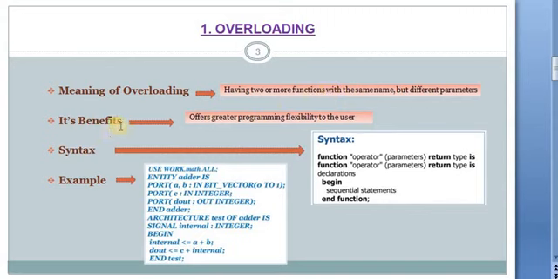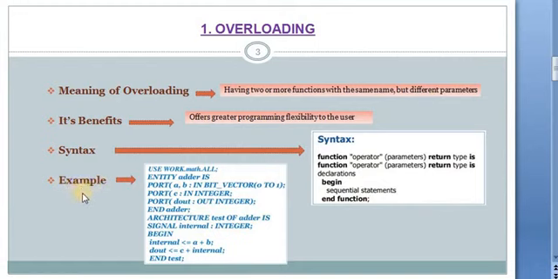So the main benefit of overloading is that it offers greater programming flexibility to the user. As you see, the overloading syntax is given on the right. The function with common name operator is declared which returns the value type. As you see, the same operator is declared again in the second statement, which may be used for a different operation inside the same code. So let's take one example to understand this concept thoroughly.